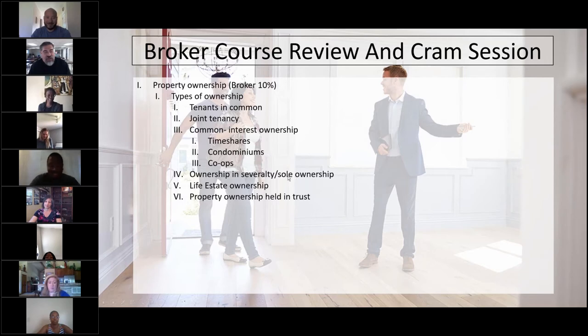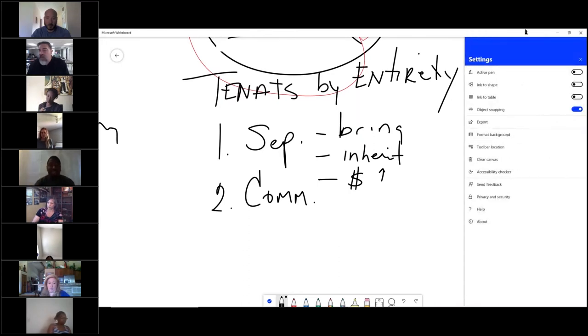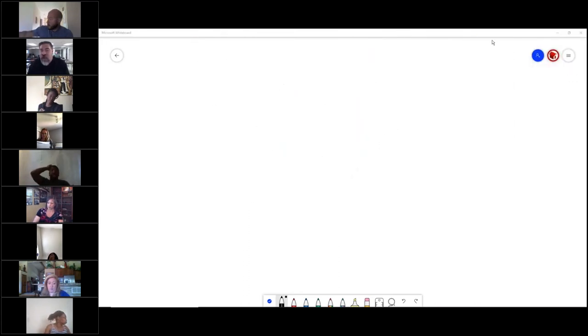Separate fee, sole ownership, life estates. Let's talk a second about life estates. This is confusing. Remember in that fee simple where we transfer all five of those rights. So just to refresh my memory, there are five rights.